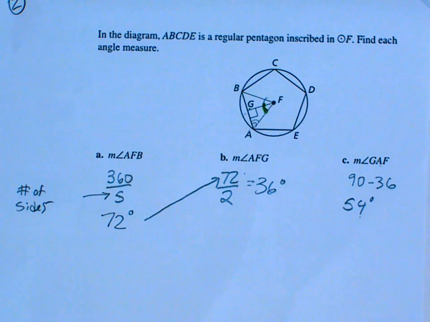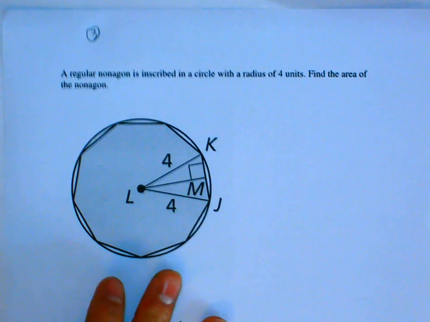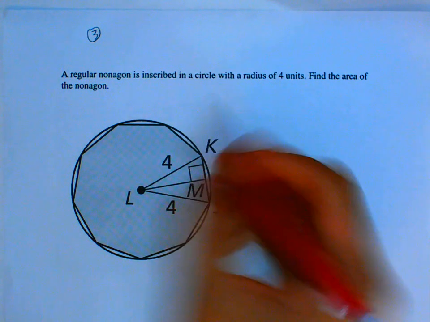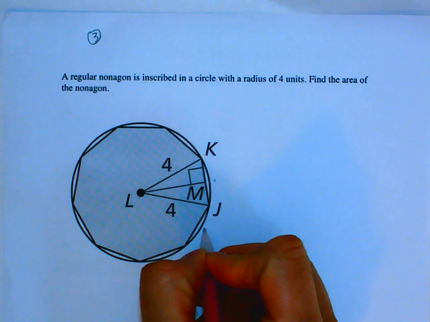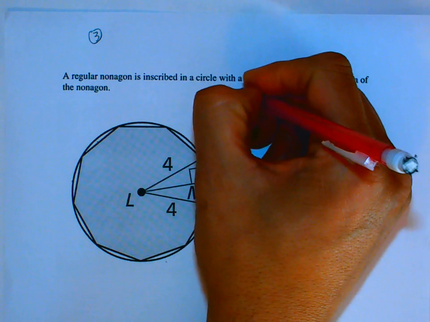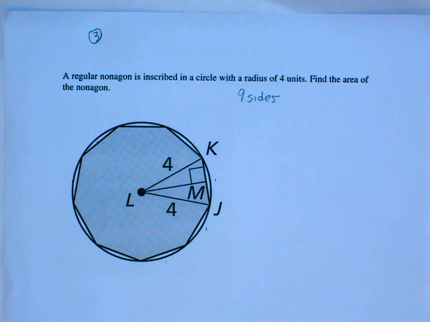All right, let's look at example 3 now. Okay, example 3. This is a regular nonagon. It's inscribed in a circle with a radius of 4. Find the area of the nonagon. So first off, how many sides does a nonagon have? Well, let's count them. Here you have 1, 2, 3, 4, 5, 6, 7, 8, 9. So you have 9 sides.